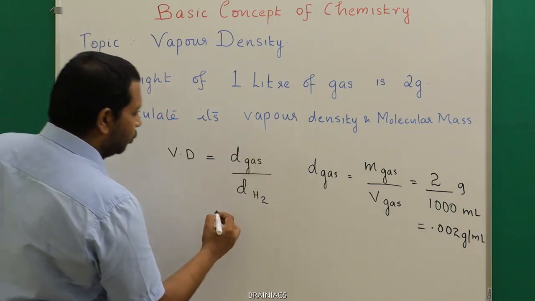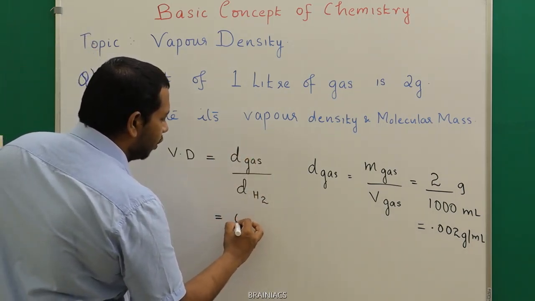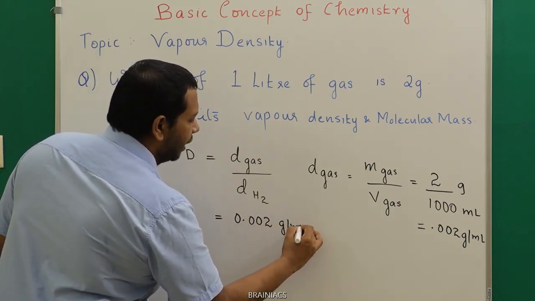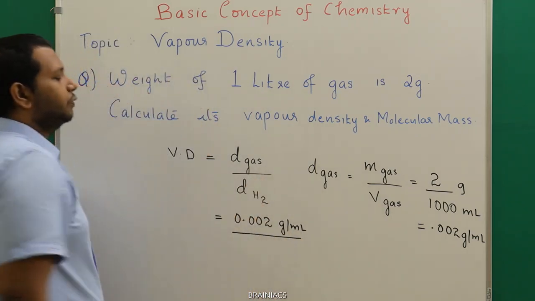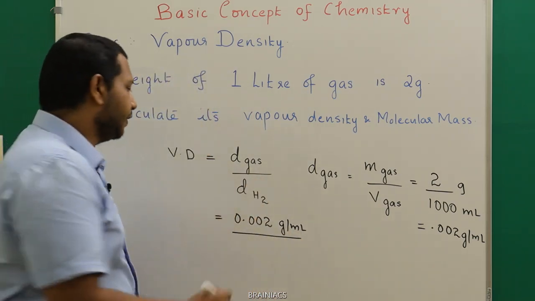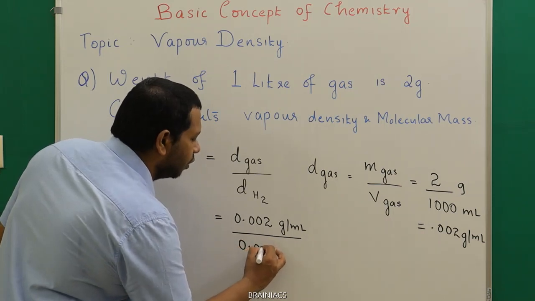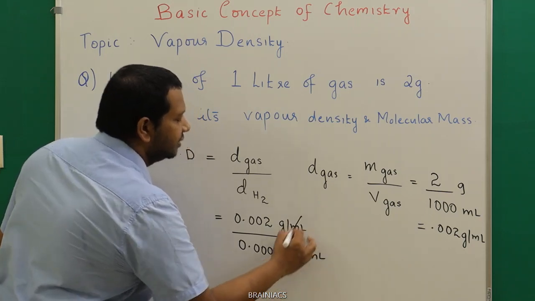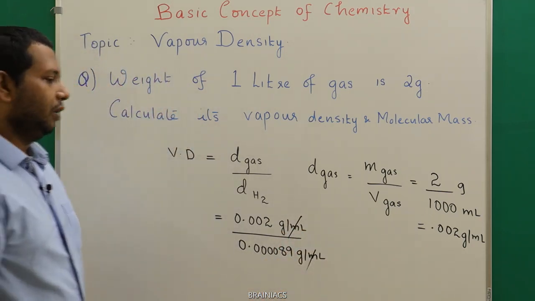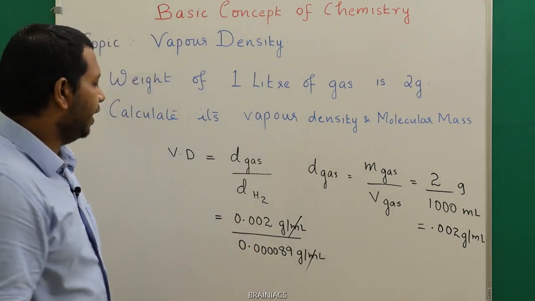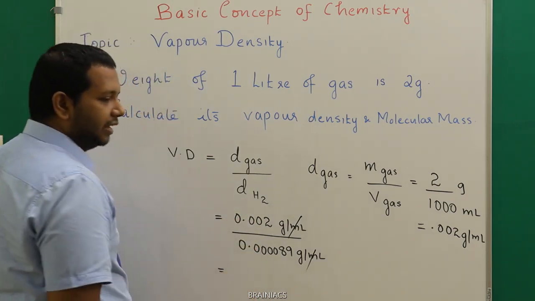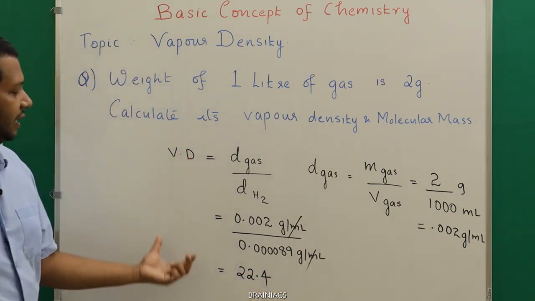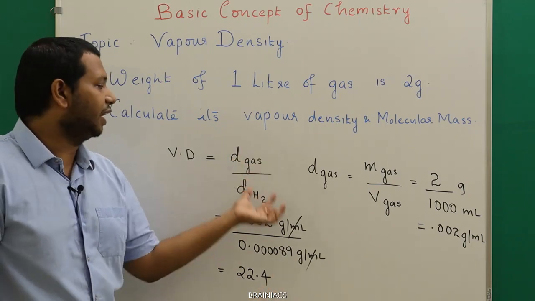So substitute that value here. 0.002 gram per ml divided by density of the hydrogen. We know this value. What is the density of hydrogen? 0.00089 gram per ml. Since it is a ratio, the units will cancel off. If you divide this, you will get a standard value, that is 22.4. Please remember, vapor density does not have any unit since it is a ratio.